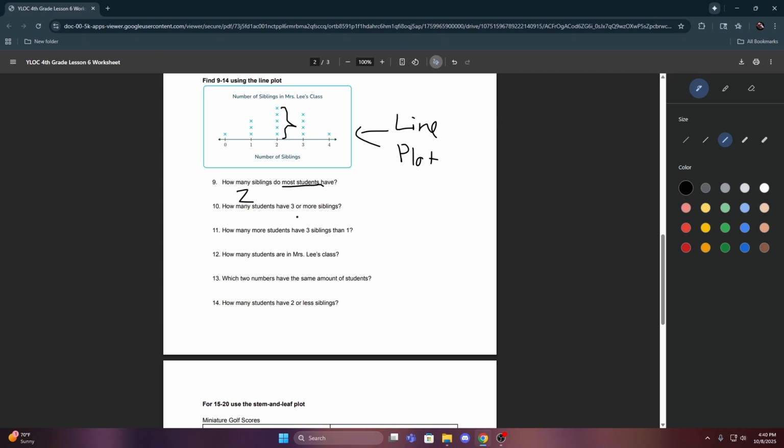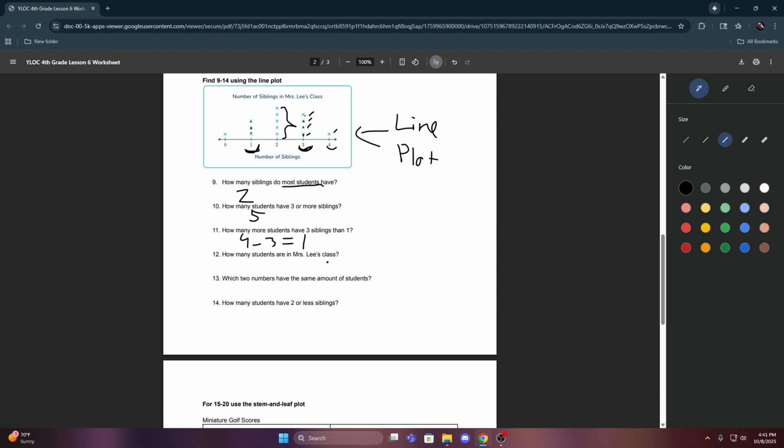Now for 10, how many students have 3 or more siblings? Again, you would want to count the x's because these represent the number of siblings, and you want to count them under 3 siblings and 4 siblings. So that's 1, 2, 3, 4, and 5. So that's 5 students. Next, how many more students have 3 siblings than 1? So you want to compare this right here with this number right here. There are 3 in the 1s and then 4 in the 3s. So that is 4 minus 3, leaving you with 1 student.